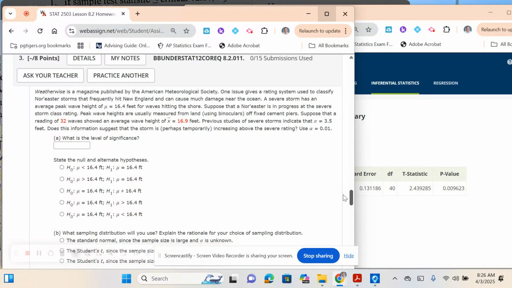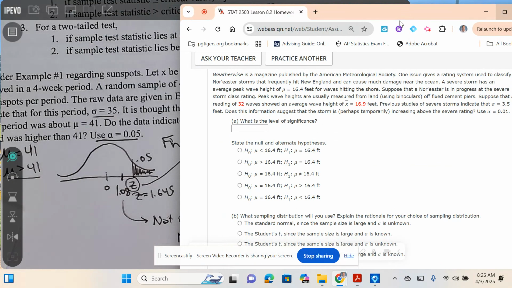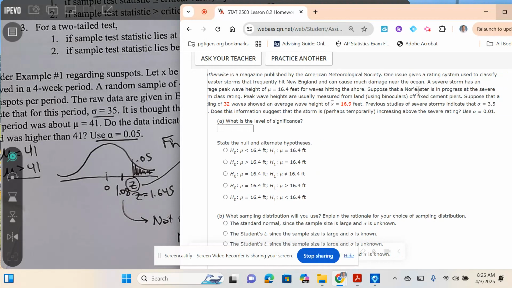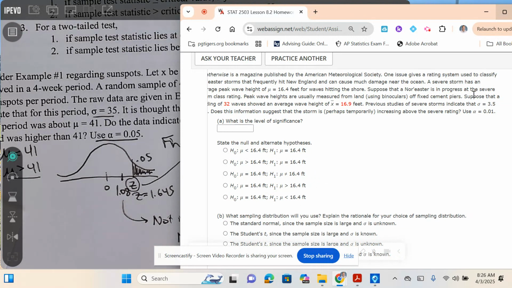Okay. Let's look at 3. Weatherwise, the magazine published by the American Meteorological Society. One issue gave a rating system used to classify storms that frequently hit New England and cause much damage near the ocean. Severe storms average a peak wave height of 16.4 feet before hitting the shore. Peak waves are usually measured from the land off fixed cement piers. Suppose that a reading of 32 waves showed a sample mean of 16.9. Previous studies showed that the population standard deviation, sigma, is 3.5. Does this indicate the storm is temporarily increasing above the severe rating?